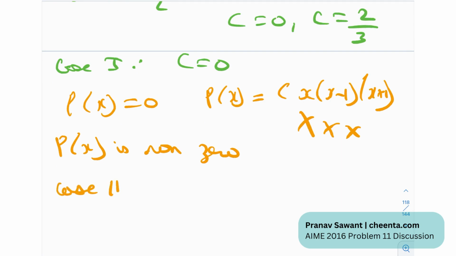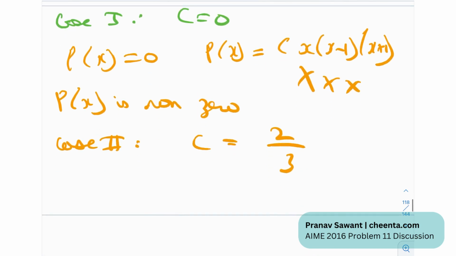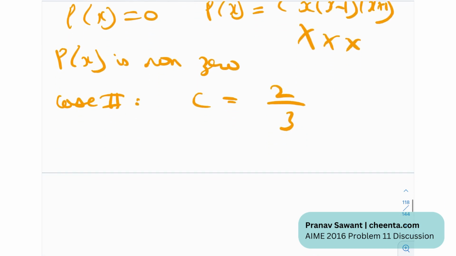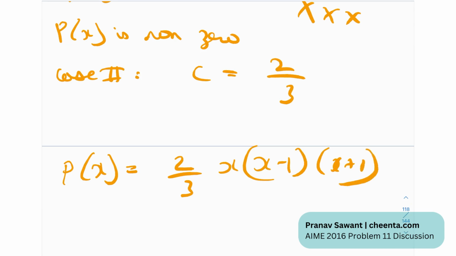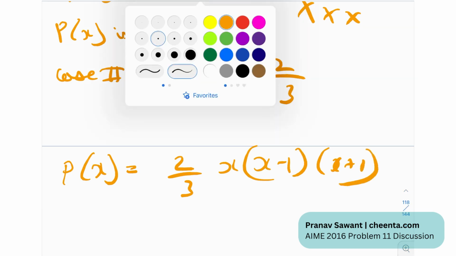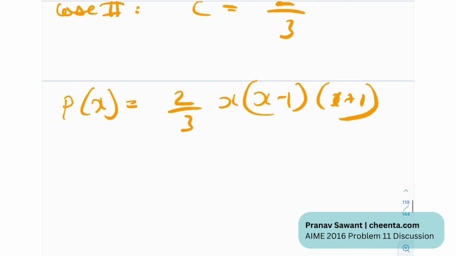Then we move on to case 2. What is case 2? c is equal to 2 by 3, right? And if c is equal to 2 by 3, then that means that we have formulated the value of p of x. p of x is 2 by 3 times (x minus 1) times (x plus 1). And they just asked us to find the value of p of 7 by 2 in the problem. So just put x equal to 7 by 2 over here.